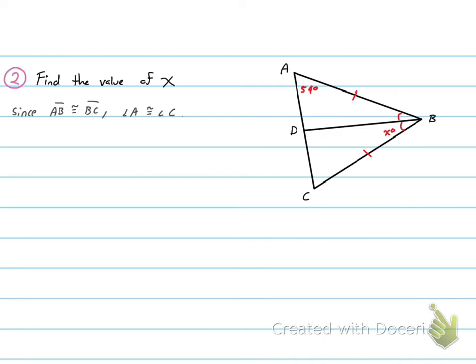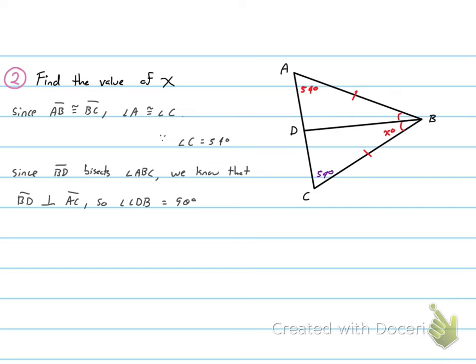Again, since AB and BC are congruent, we have an isosceles triangle, and those base angles A and C would be congruent. Since we know that angle A is 54, angle C has also got to be 54 degrees. Also, since BD is bisecting angle ABC, and we know that because those two smaller angles are equal, we know that big angle is cut in half. We now can also conclude that BD is perpendicular to AC. So CDB would have to be 90 degrees.